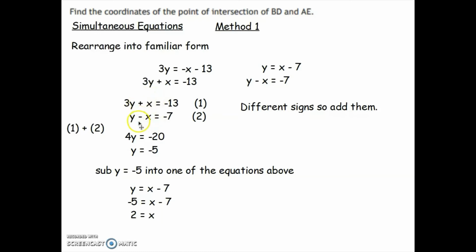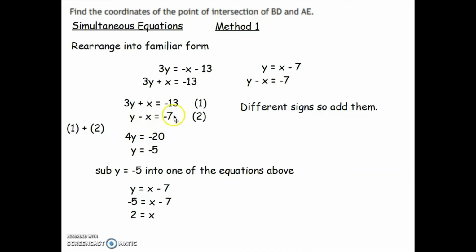And I look at the x terms and they're both 1x. One's positive 1x, one's negative 1x. So that's fine. But because the signs are different, I can add them. So different signs, so I can add them. We've got 3y plus y is 4y. x plus negative x will be 0.